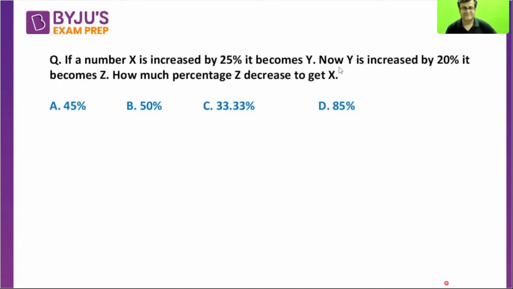Last but not the least. Last example of the day. Everyone do it now. X increased by 25% becomes Y. Y increased by 20% becomes Z. How much percentage should Z decrease to get X? Tell me.